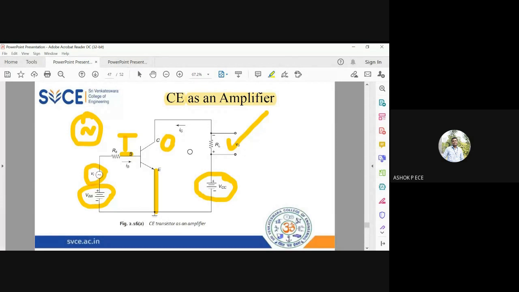So there is a 180-degree phase shift between input and output of the common emitter amplifier. The input signal and output signal will be completely out of phase by 180 degrees. You cannot avoid this problem. You cannot overcome this problem. This issue will always be there in the transistor. Yeah, 180-degree out of phase.